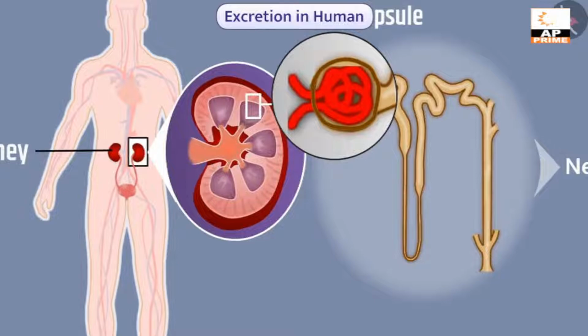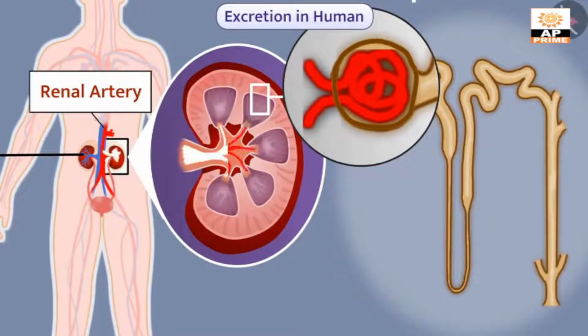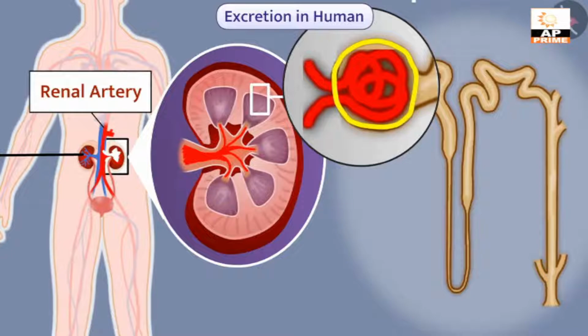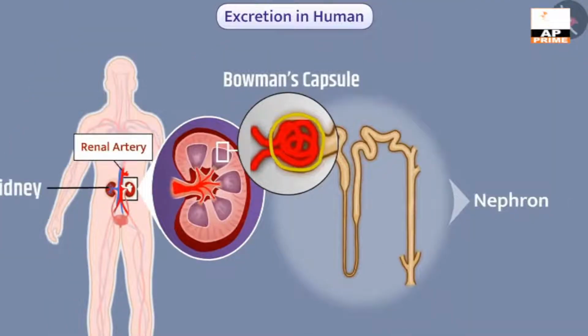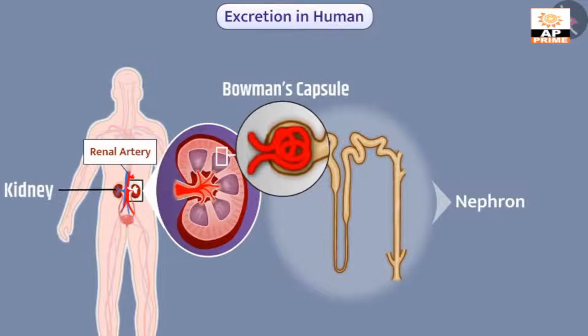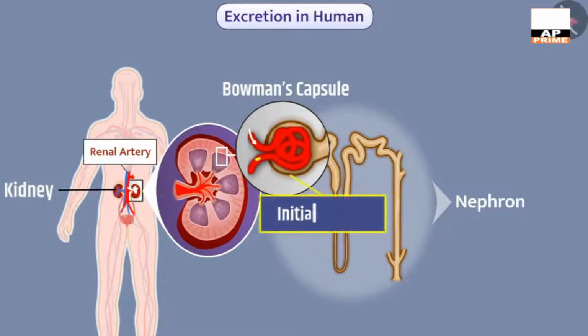Renal artery brings the oxygenated blood into the kidneys. It gets divided into capillaries and so the blood is transported to Bowman's capsule. The Bowman's capsule has thin walls with a bunch of capillaries inside it called glomerulus. Since the walls of capillaries and Bowman's capsule are thin, blood gets filtered before entering into the Bowman's capsule. We call it initial filtrate.